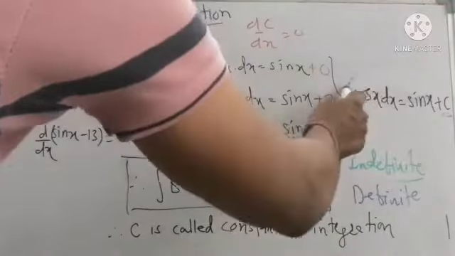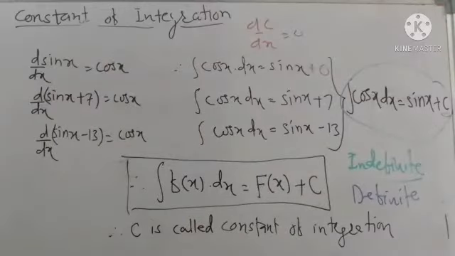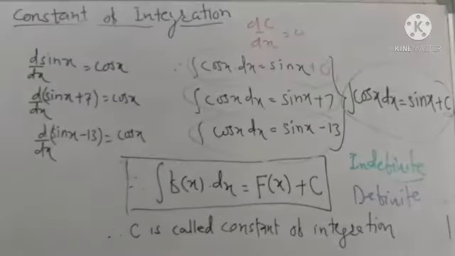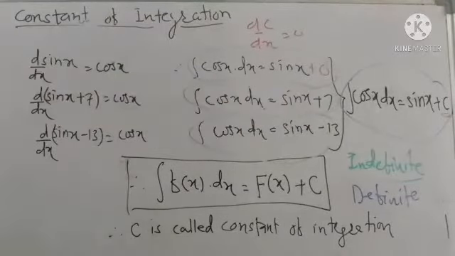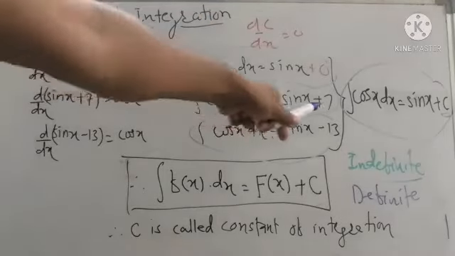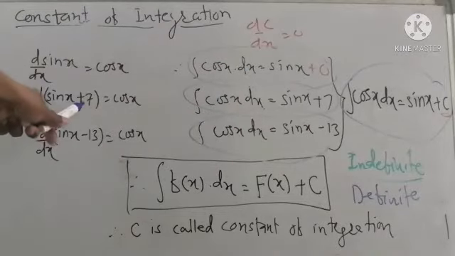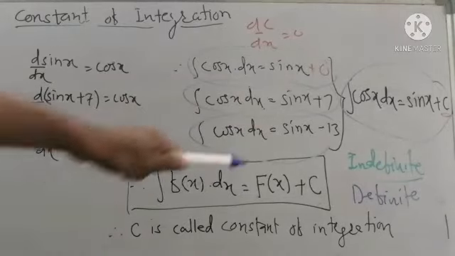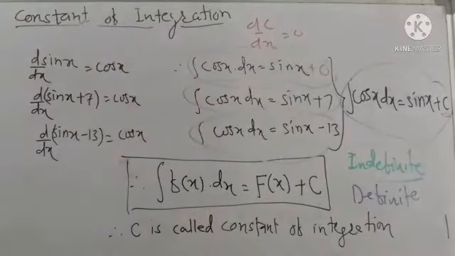This is an indefinite integration because we use c, and these are definite integrations because in each case the c is fixed. In the first case it is 0, as initially we were given the constant 0. In the second case it is 7, as initially we were given the constant 7, and in the third case it is minus 13. So these are the definite integrations. This is an indefinite integration. In general, after completion of every integration, we put the constant of integration c. So such integrations are called indefinite integration.